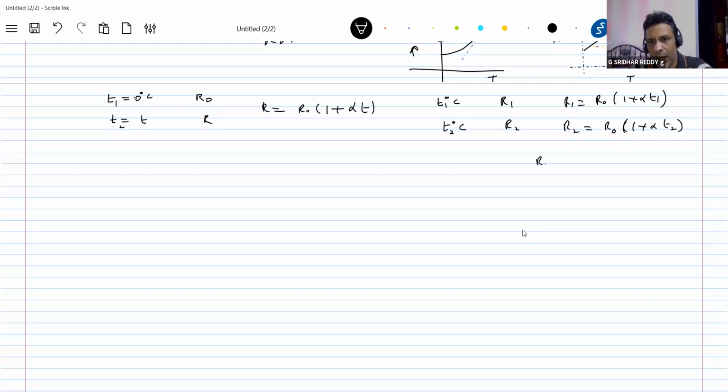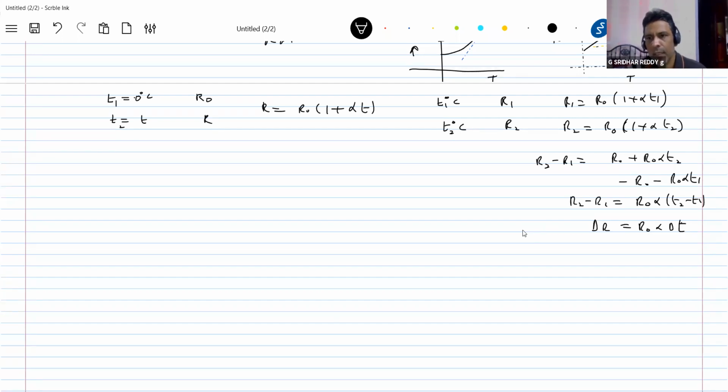So R2 minus R1 will be R naught alpha T2 minus R naught alpha T1. So R2 minus R1 should be equal to R naught alpha into T2 minus T1. I think it's the same very basic definition, no? Delta R is equal to R naught alpha delta T. Temperature, I'll make it a capital letter. Time, again, you may get confused with the time.